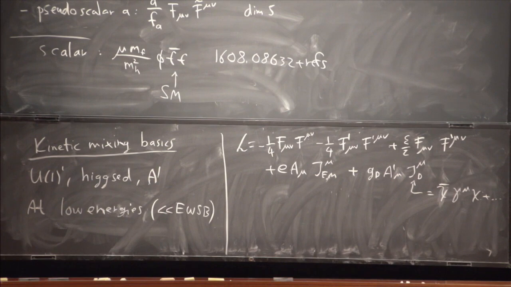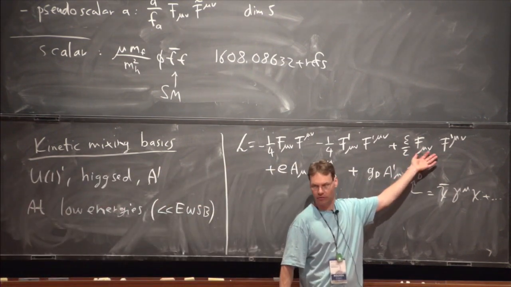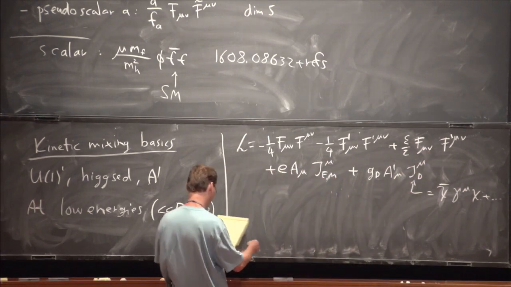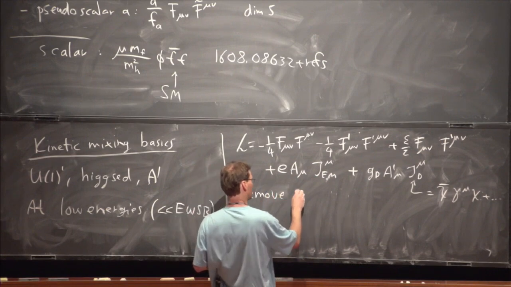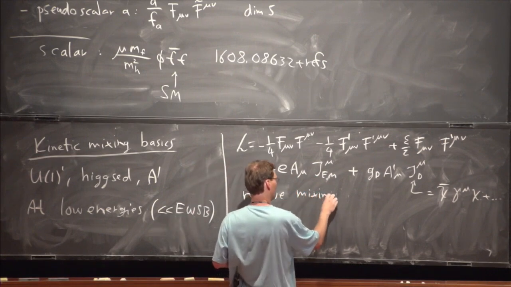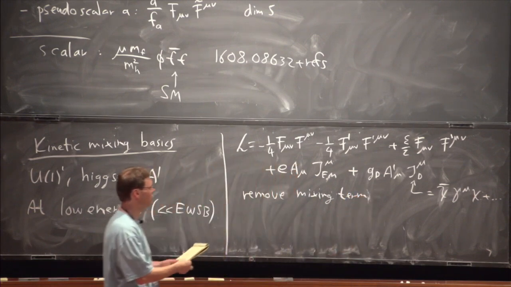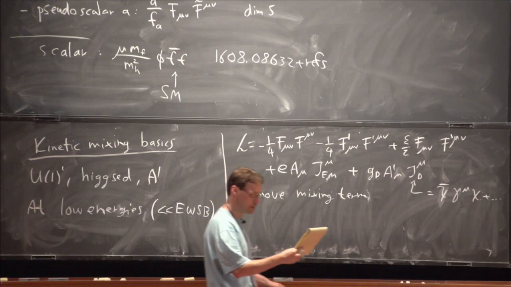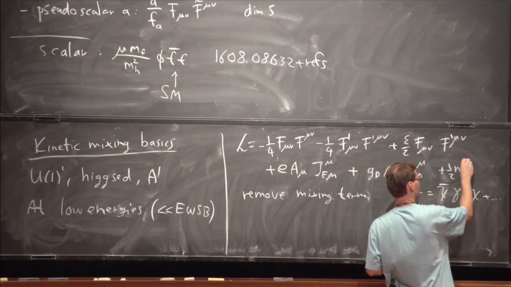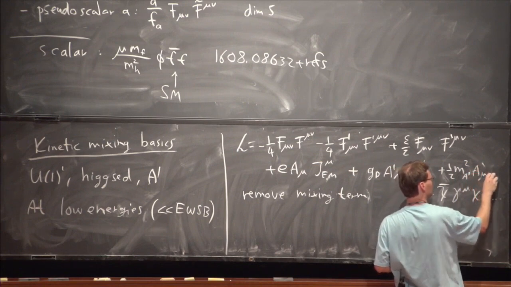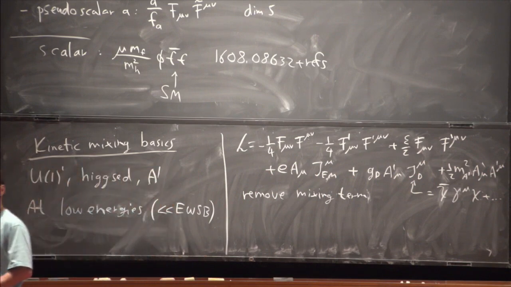Now, in order to remove this kinetic mixing term, we can do a field redefinition. And by doing this field redefinition, we want to make sure that we don't generate a mass for the photon. Sorry, I forgot one important term. So there's a mass for the dark photon here. So when we do this field redefinition, we don't want to introduce a mass for the photon.